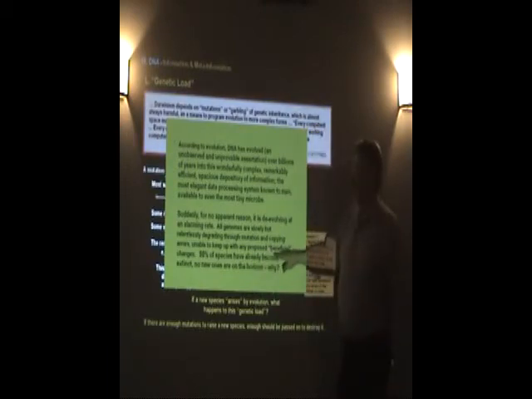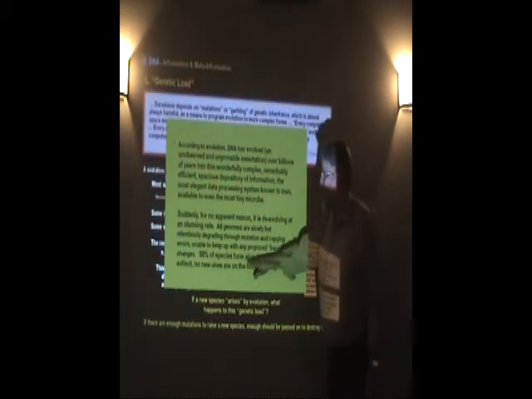All genomes are slowly but relentlessly degrading through mutation and copying errors, unable to keep up with the proposed beneficial changes. In other words, even if there are beneficial ones, more and more of the genome is getting worse and worse. All genomes. 98% of species have already become extinct. No new ones are on the horizon. Why?